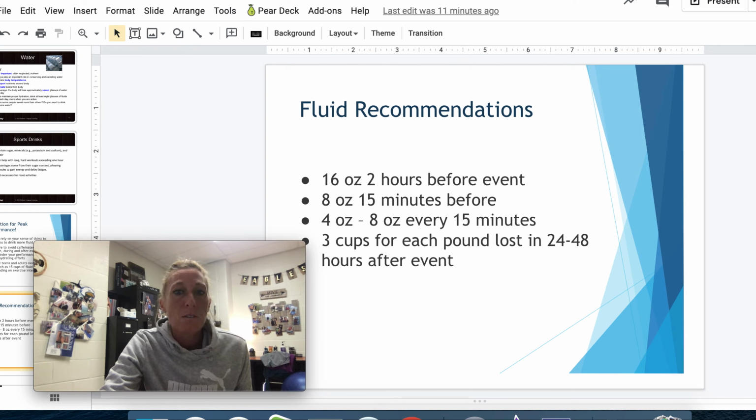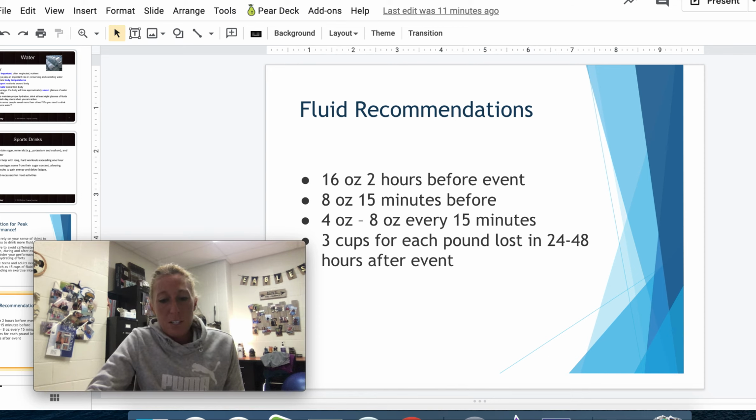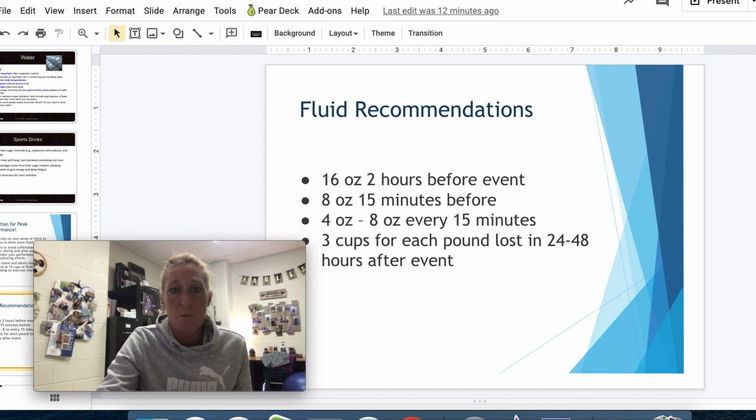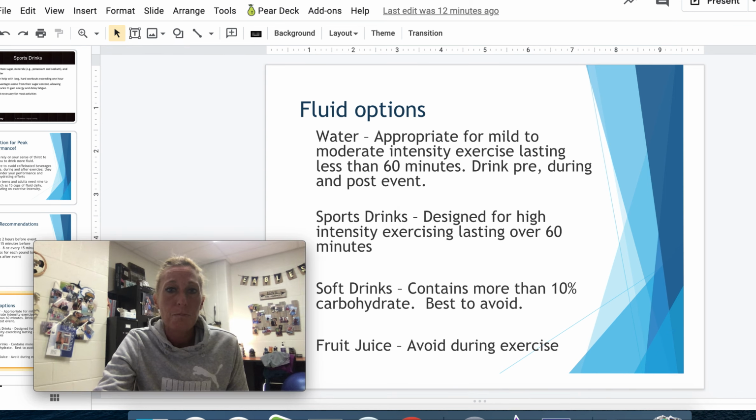3 cups for each pound lost. So you need to consume 3 cups of water for every pound that you lose. So if it is 2-a-days and you are out on the soccer field in August and you're practicing for a couple of hours, and you weigh yourself before practice and after, and let's say you lost 5 pounds, you need to consume 15 cups of water just to replenish where you were before that practice started.